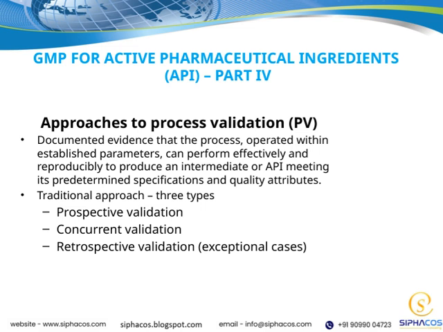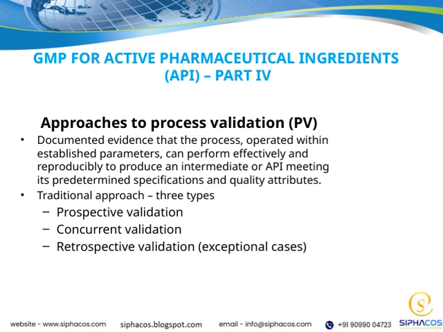Essentially, PV is about gathering documented evidence that our manufacturing process, when operated within its established parameters, can reliably produce an intermediate or active pharmaceutical ingredient, API, that meets its predetermined specifications and quality attributes. Now, when we talk about the traditional approach to process validation, there are three main types we consider.